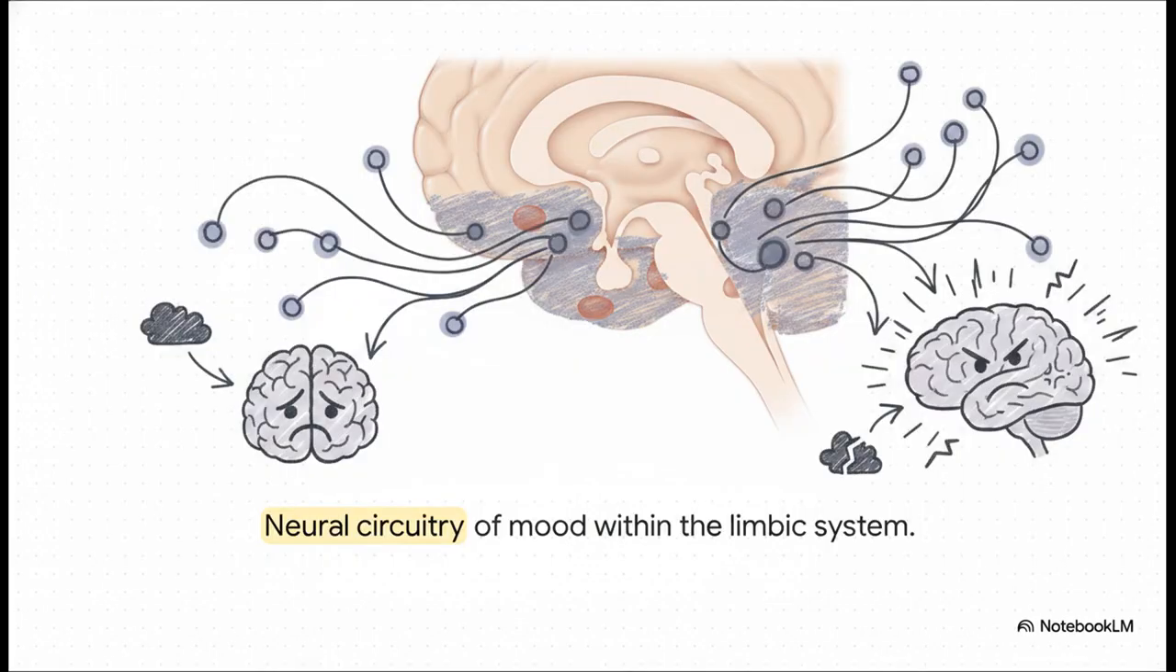Thanks to modern imaging, we can actually see the neural circuitry of mood within the limbic system. It's incredible. Brain imaging shows us that a subset of depressed individuals actually exhibits a physical reduction in the size of their hippocampus, right alongside increased amygdala activation when they're exposed to negative stimuli. We can quite literally see the physical footprint of depression in the brain's architecture.